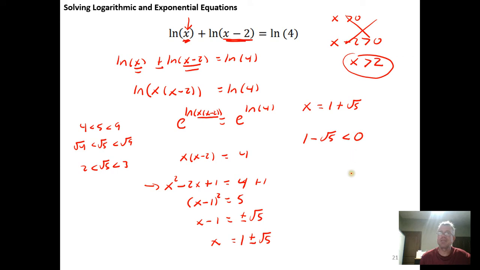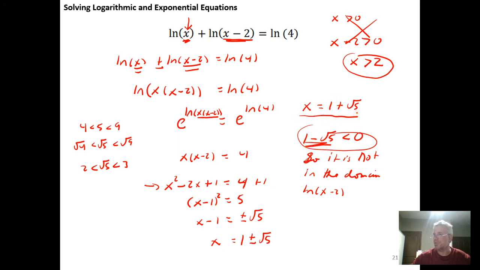It's less than 0, so it is not in the domain of the natural log of x minus 2 sitting up here. I'll get a negative number if I plug it in, and it won't work. So I throw this solution away, and I keep the solution that's in the domain of the natural log functions.